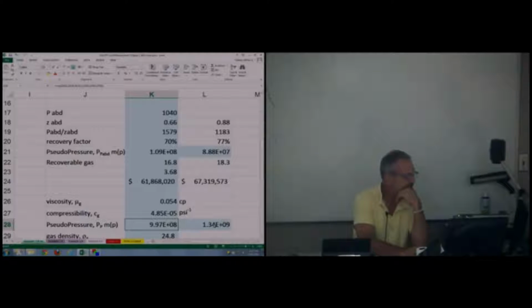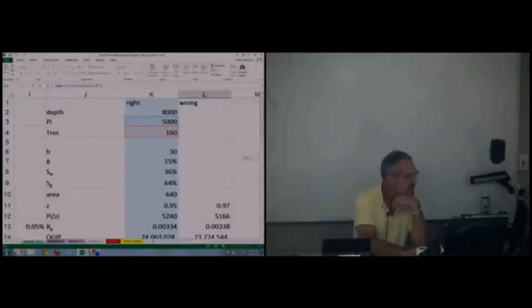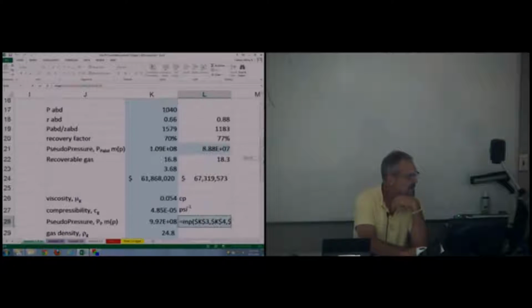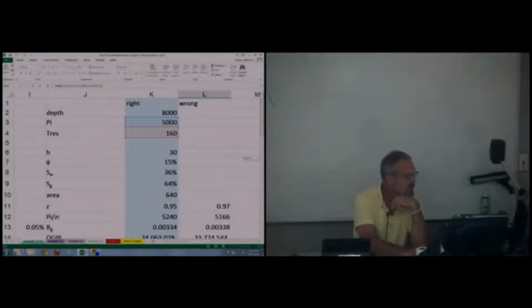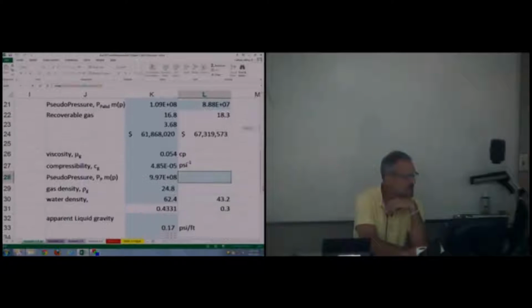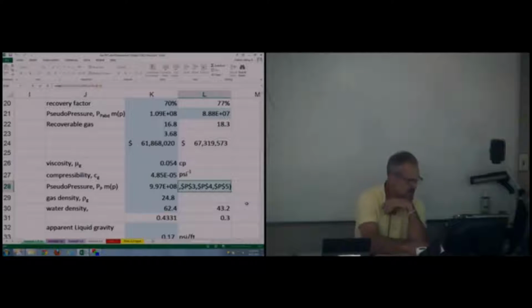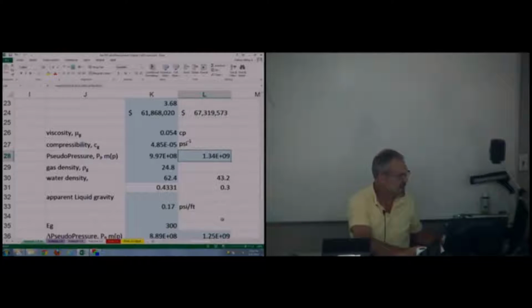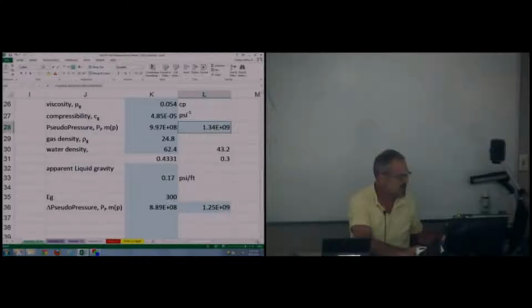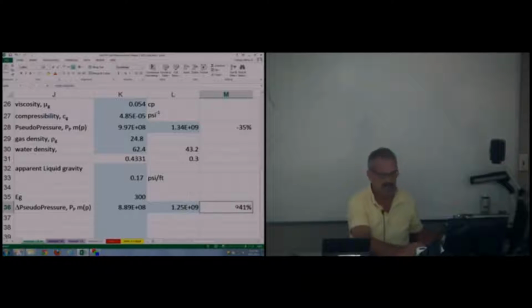And I think in this column, I have it as a function of the wrong gas gravity. Okay, for comparison basis, I put it as a function of the wrong gas gravity. And it's different. And then I looked at the delta pseudo pressure, and I looked at the error in delta pseudo pressure, and it's huge.